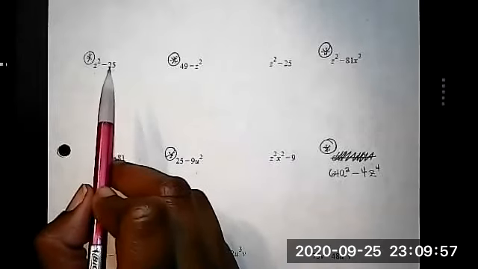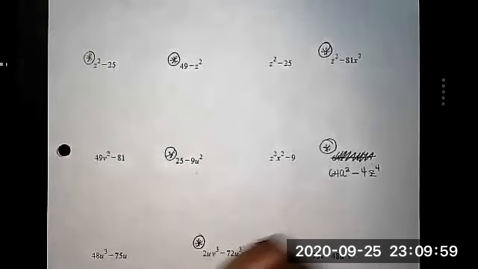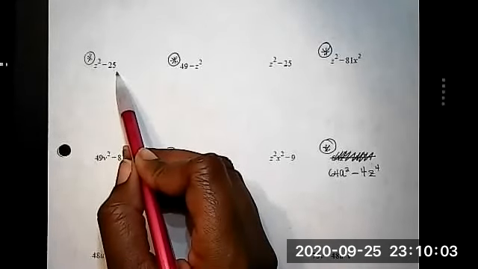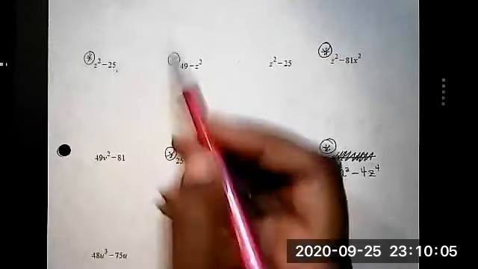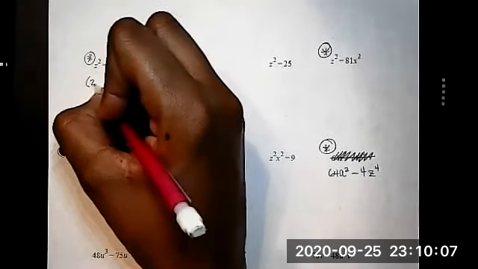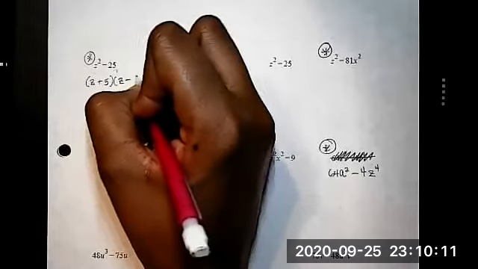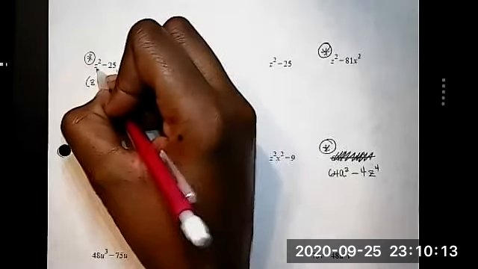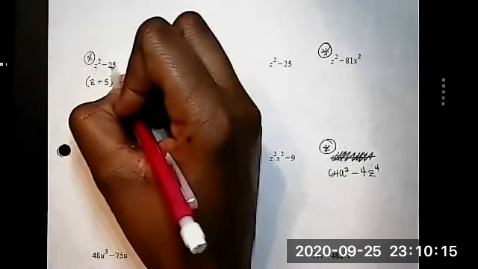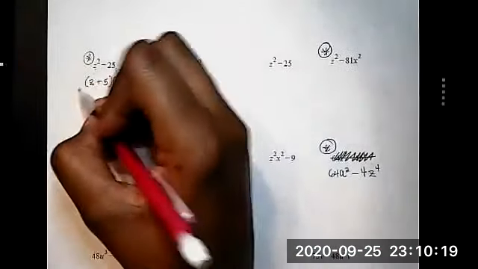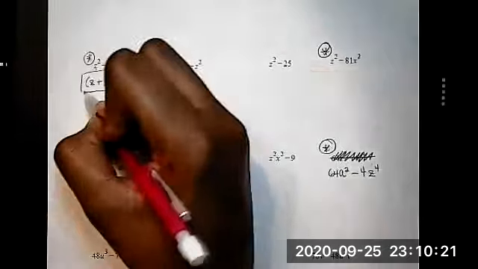Okay, two numbers that multiply together to get another number. So this one is z times z. This one is what? 5 times 5. With the negative in between, your answer is going to be z plus 5, z minus 5. Okay, perfect squares, whatever multiplies to get those two, it'll be z plus 5, z minus 5 in this case.